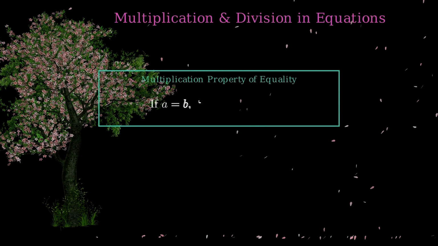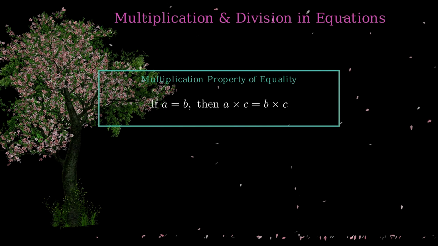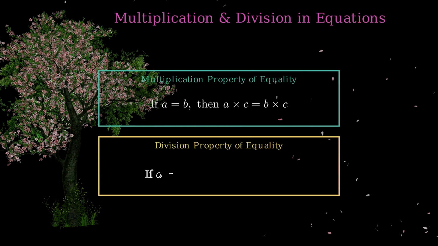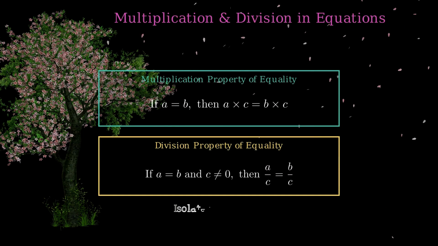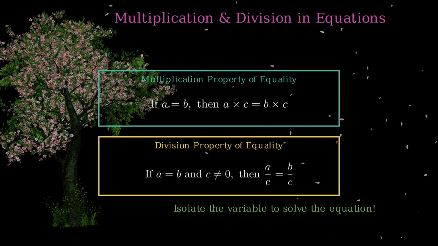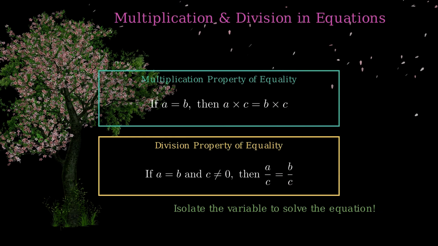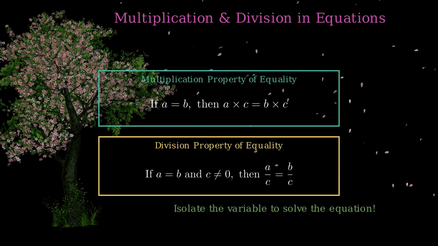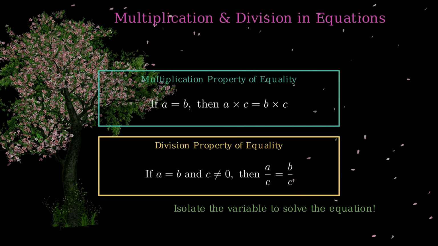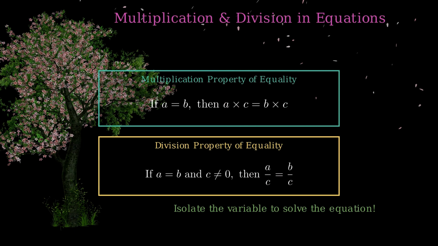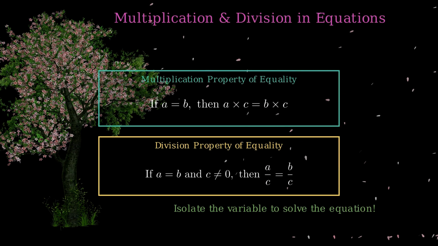Next, we have the multiplication and division properties of equality. The multiplication property states that multiplying both sides of an equation by the same number C keeps the equation balanced. Similarly, the division property states that you can divide both sides by any non-zero number C. Just like addition and subtraction, these operations help you isolate the variable perfectly.